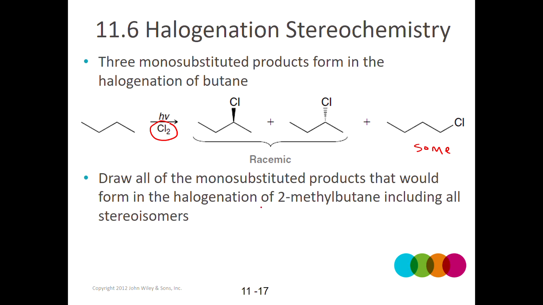So what would the mono-substituted products look like if I had 2-methylbutane? Let's take a look at that. Butane, 4 carbons, 2-methyl. I could put a methyl here. If I put it with a solid wedge or a dash wedge, it doesn't really matter in this case because this is not a chiral center. I've got 2 identical methyl groups, so I don't have any chiral centers here.